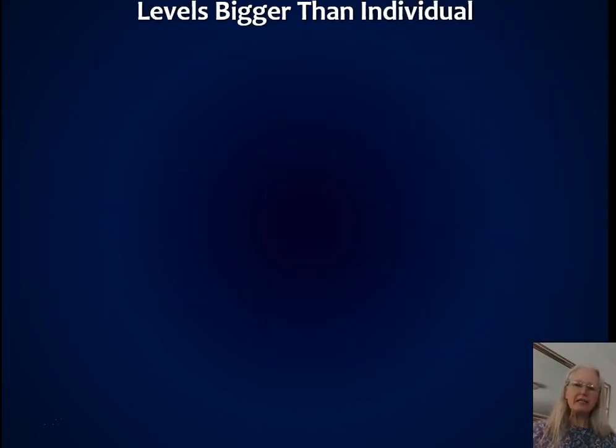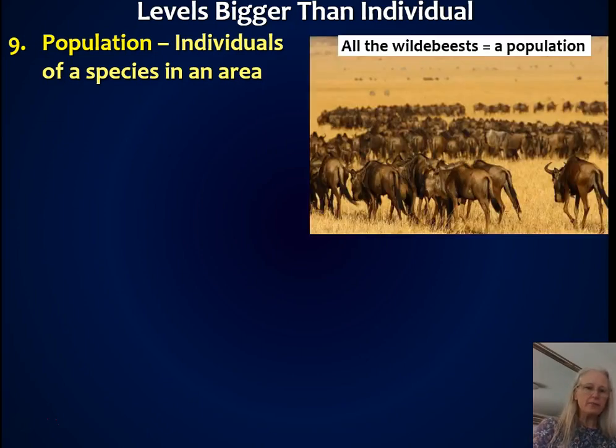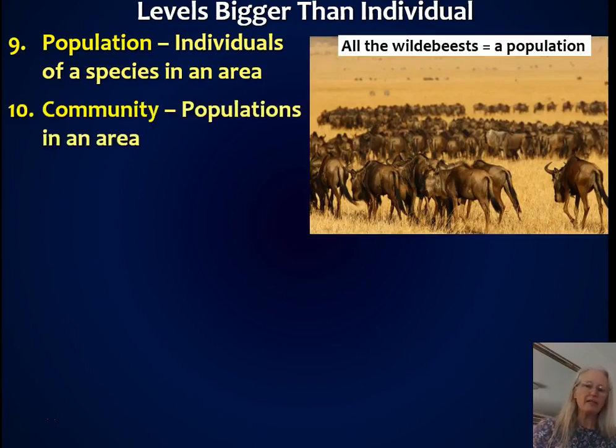And then levels bigger than the individual, getting bigger and bigger. Population, that's a word that we use in everyday speech. In biology, it has a certain specific meaning. It means all the individuals of a given type or species living in an area. So there is a population of humans that live in North America. There's a population of seals that live in the Atlantic Ocean. Okay, see how that works? All right, so population, they're all the same type of organism.